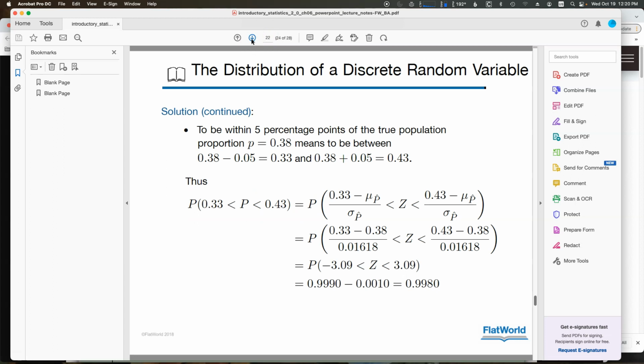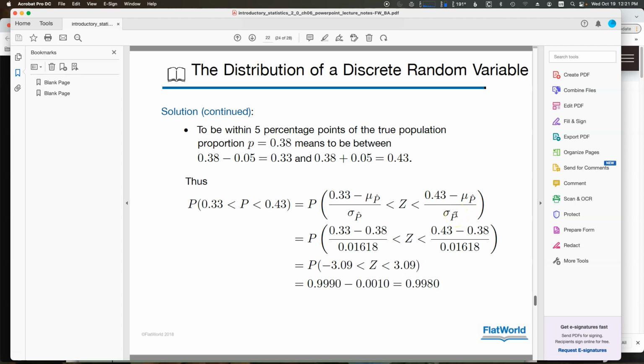Now, to be within 5 percentage points, I'm looking for a score between 33% and 43%, because that's a 0.05 difference from the 0.38. So now I need to find my z statistics for those. I'm going to take the proportion value, 0.33, subtract the mean, and divide by the standard deviation. Then take the number 0.43, subtract the mean, and divide by the standard deviation.